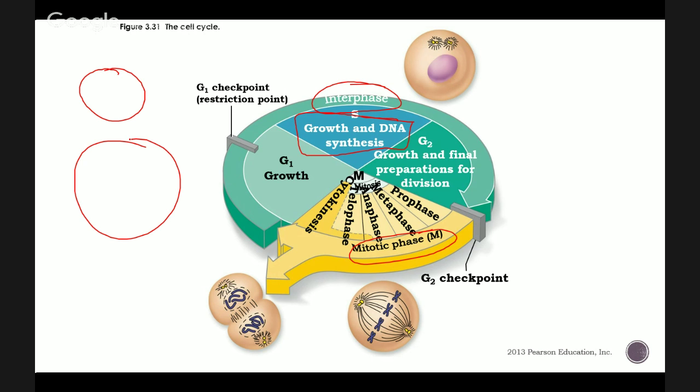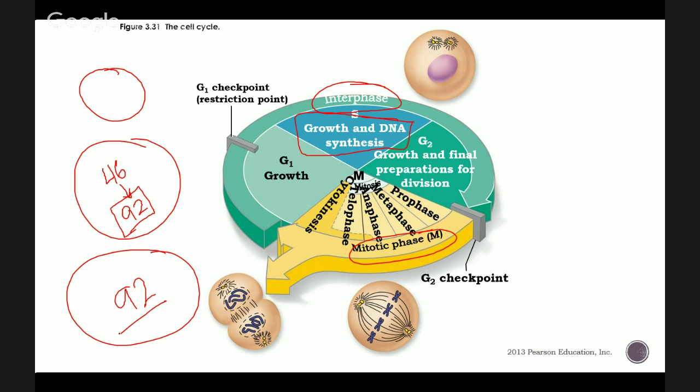But during this growth and DNA synthesis phase, you go from 46 chromosomes to 92. So when you complete the S phase, how many chromosomes do you have? 92. And then the final growth is you get a little bit bigger, and then we start condensing the chromosomes because we're getting ready to divide. When you start mitosis, or when you start meiosis, how many chromosomes do you have? 46.